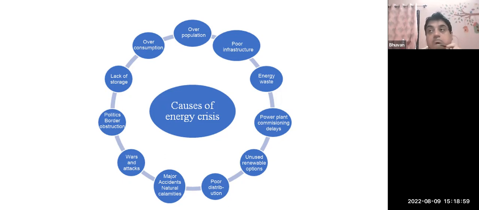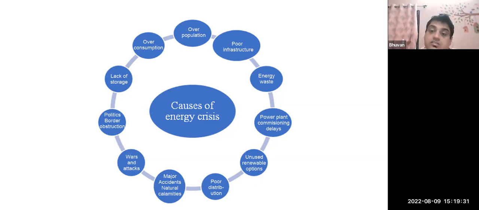If we talk about the grid system, the wires through which electricity is transmitted might not be sufficient, or might not be of good quality, and that results in energy leakages. So that also results in energy crisis. Then there is the wastage of energy at our homes and also through the grid systems. There is theft of energy that also results in energy crisis.